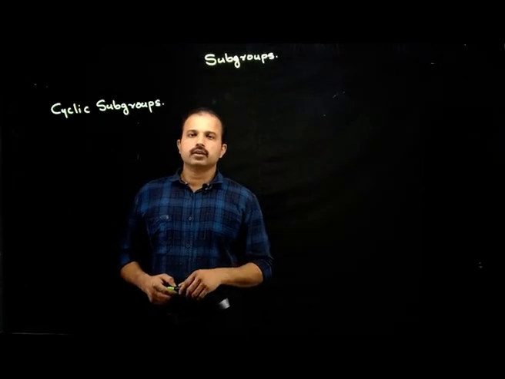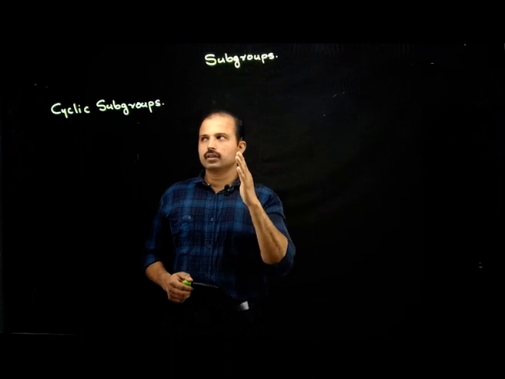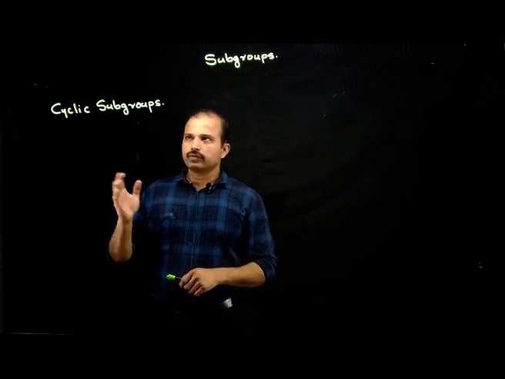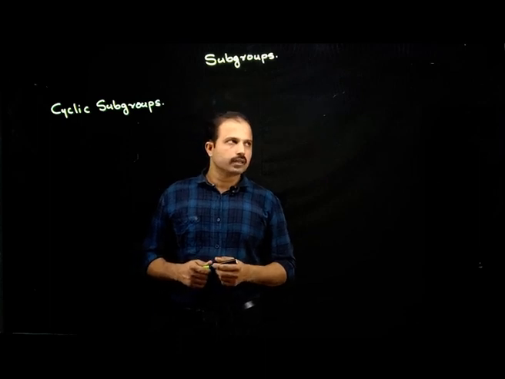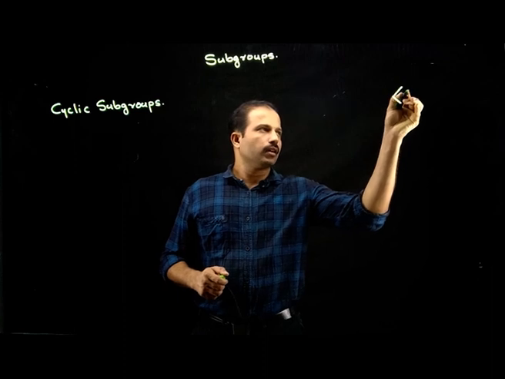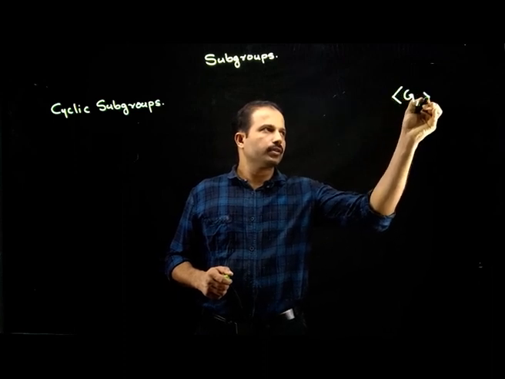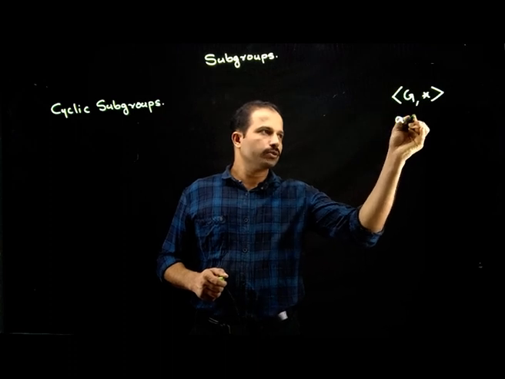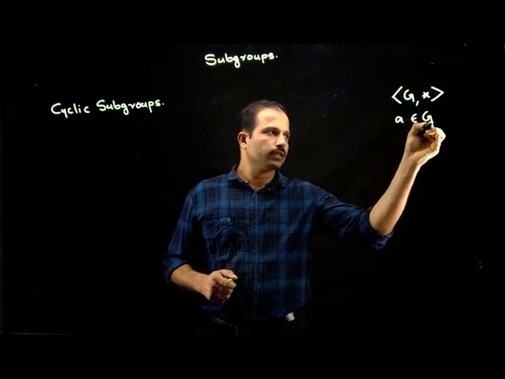Now another important category of subgroups are cyclic subgroups. Before defining cyclic subgroup, let us have a new notation. Let G star be a group, and you choose one element A from G.